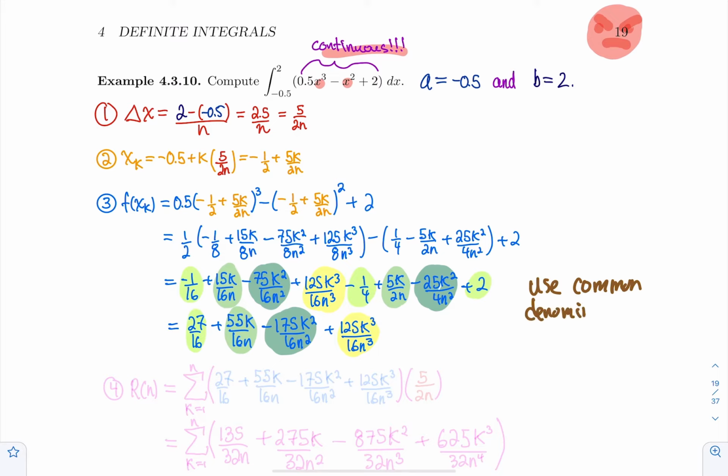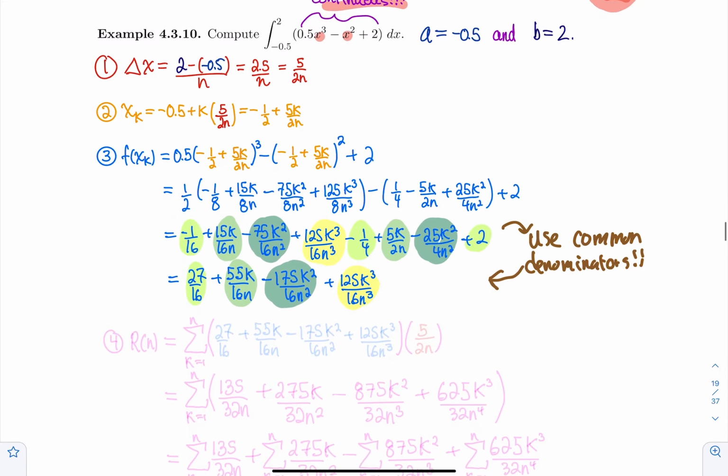And that is the formula for f of xk, which is the height of the kth rectangle for the right Riemann sums from the first one to the last one. So k is just the index that labels all of them, from k equal 1 to n.